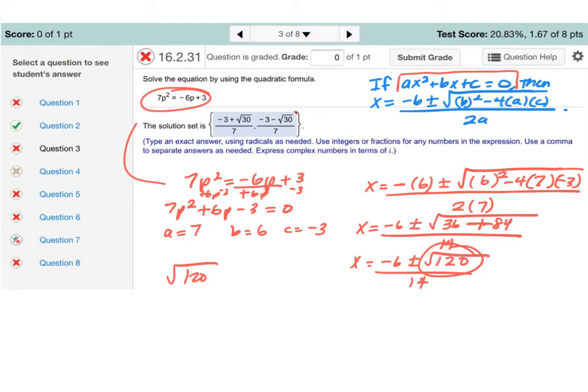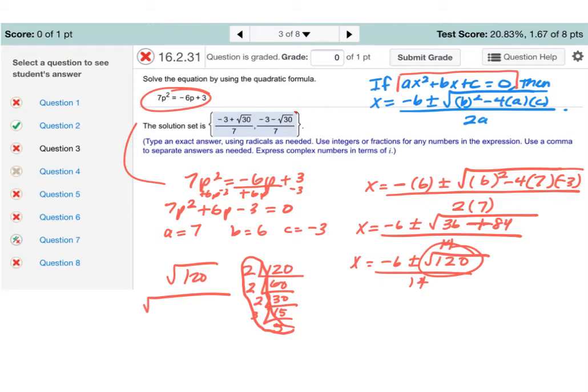We'll do that by writing out all of the prime factors of 120. So if I divide 120 by 2, I get 60. If I divide 60 by 2, I'll get 30. 30 divided by 2 will give me 15. 15 divided by 3 will give me 5. I'm just writing out all the prime factors for this number.